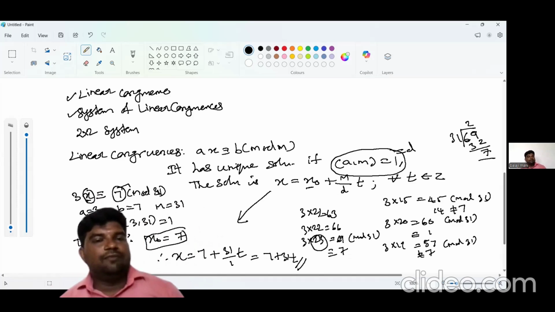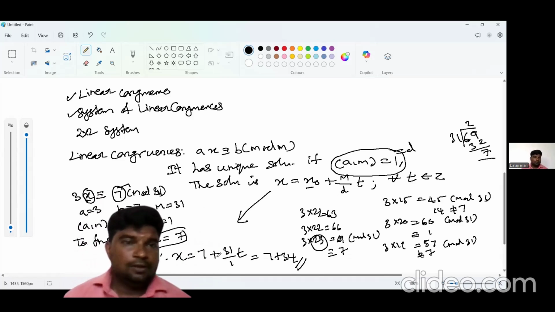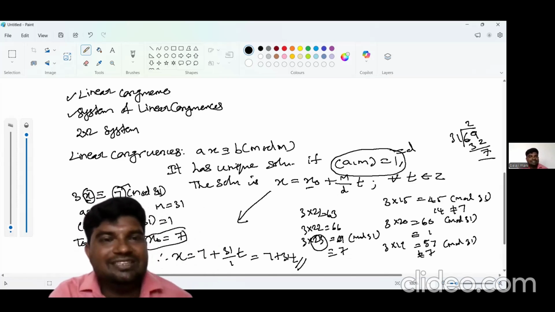So the trial solutions we find by substituting, the linear congruence should be balanced. Then the corresponding x is called the particular solution, which we take as x naught. This x naught value is substituted in the formula, and we get the general solution of linear congruences. Okay, so now we can move to system of linear congruence.